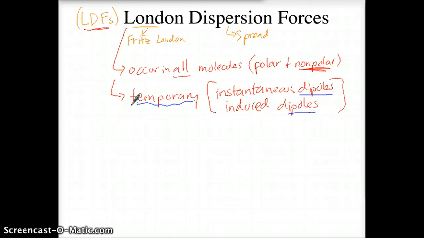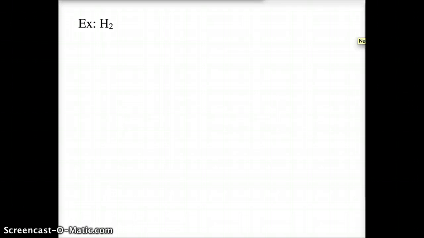So, where do they come from? How do they arise? Where do LDFs form? Well, let's talk about the molecule H2. We're going to draw a space-filling model here where we have an atom of hydrogen with one proton and one electron region around it in the 1s orbital. And here's another atom of hydrogen near it. And we know there is a force of attraction here that forms this bond.